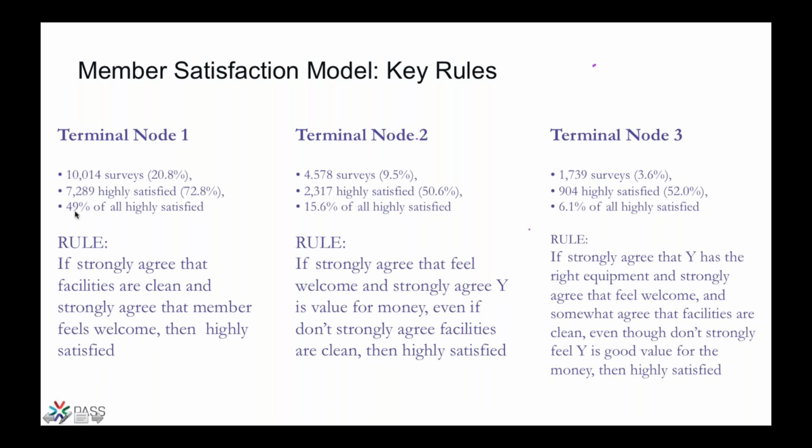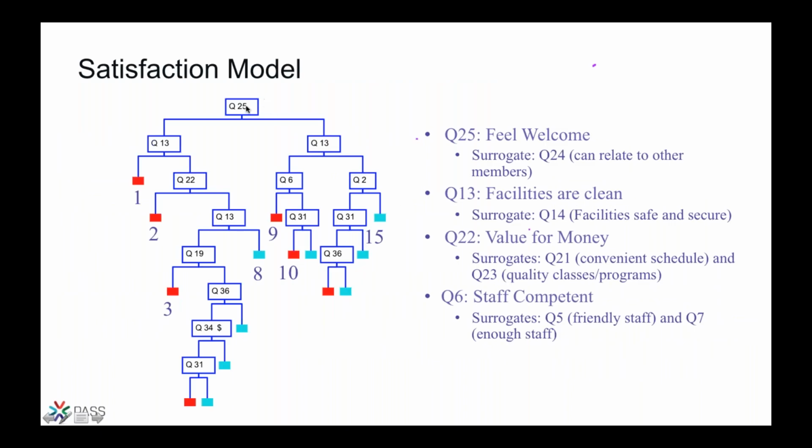49% were highly satisfied with terminal node 1, 15.6% were highly satisfied with terminal node 2. That's almost 2/3 of all the highly satisfied members who followed these two rules. Clearly, and I'm going to go back a slide now, feeling welcome is tremendously important. Following here, feeling welcome, facilities are clean, that's terminal node 1. Here's terminal node 2: even if the facilities aren't clean, as long as there's value for the dollar, you're still highly satisfied.